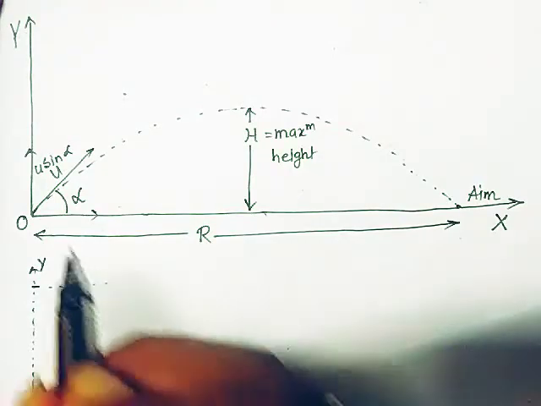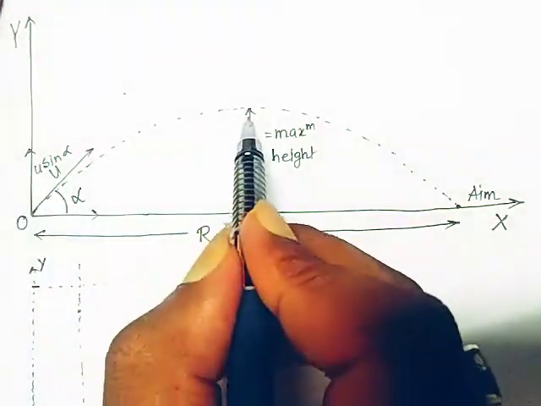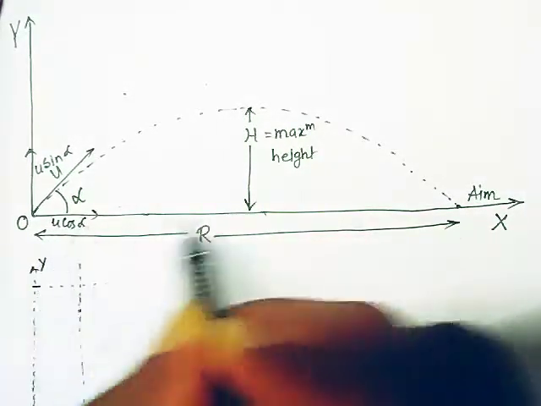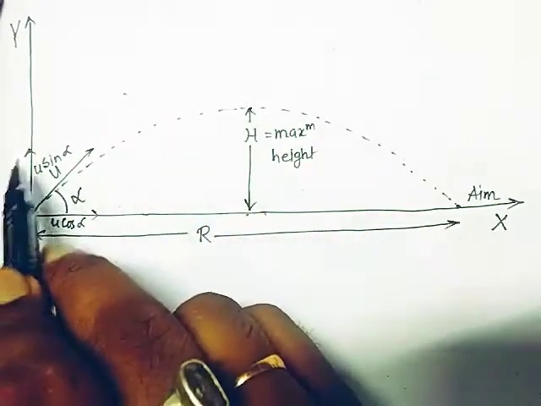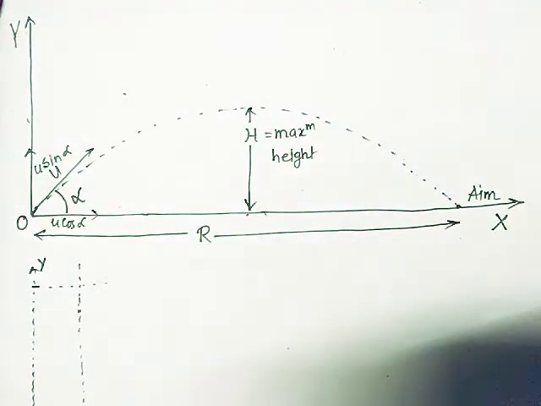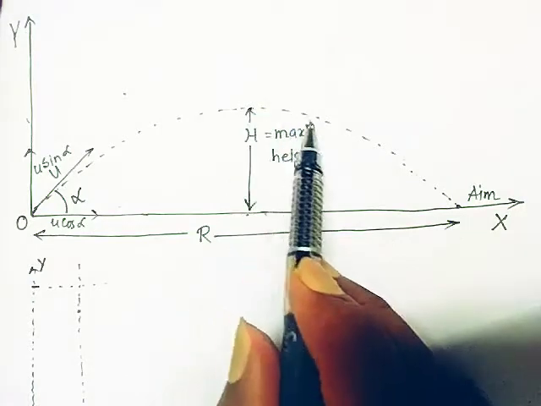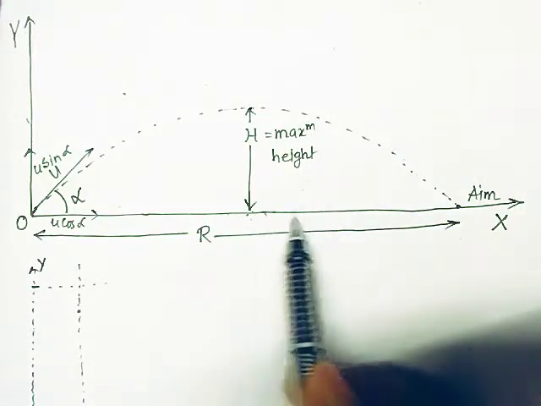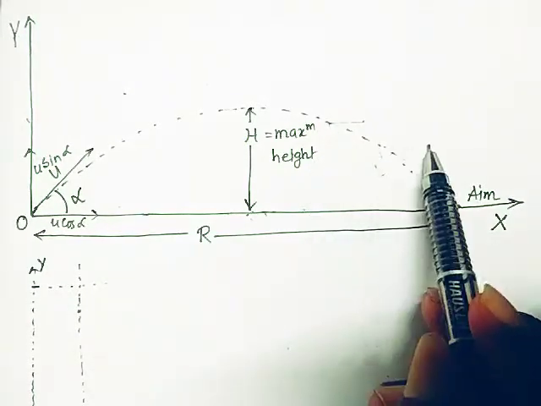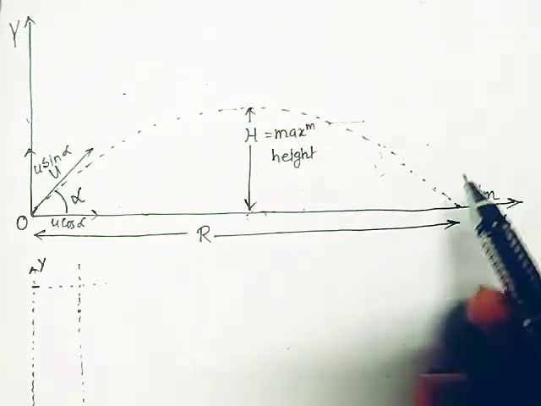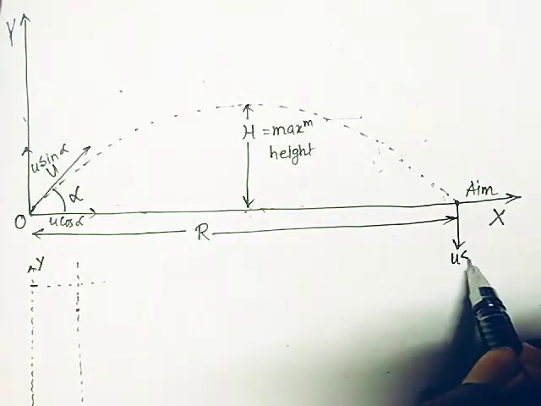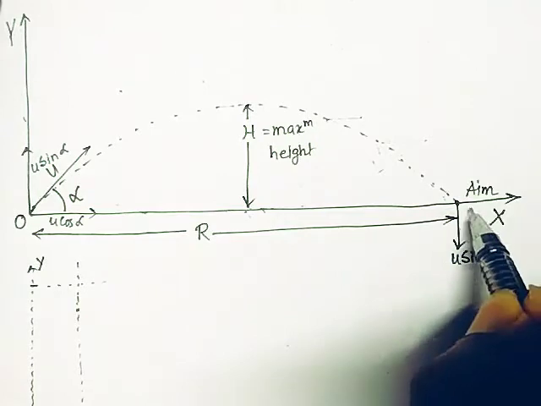Due to u sine alpha it will be here, and due to u cos alpha, the horizontal component, it will be here. Due to the composite motion of these two, it will be here, as we saw in the previous lecture. After that it is coming down, and u cos alpha is continuously pushing it forward. The vertical speed is increasing, and when it reaches here, the velocity u sine alpha is regained.